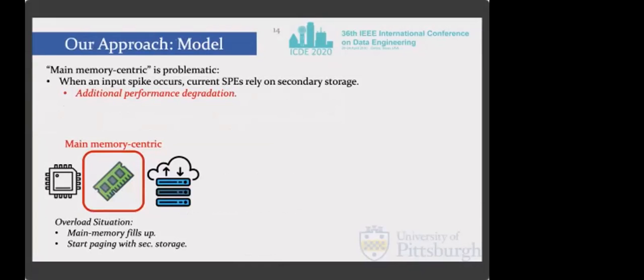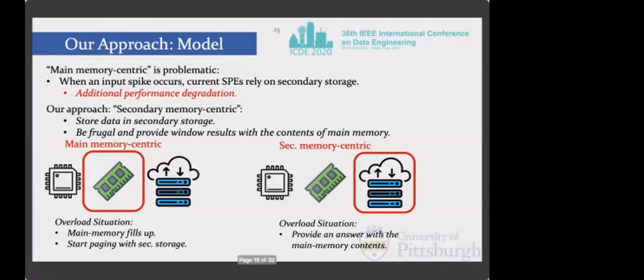The main memory-centric design of current SPE workers is problematic. The resource allocation problem stems from trying to fit all active data in main memory. This approach will further decrease performance under overloaded situations, since it initiates interaction with secondary storage. In contrast, we propose a frugal processing model which uses secondary storage as the main storage unit and processes only the fraction of the data that is needed. Our model's goal is to provide a valid answer with what can fit in main memory in overloaded situations.